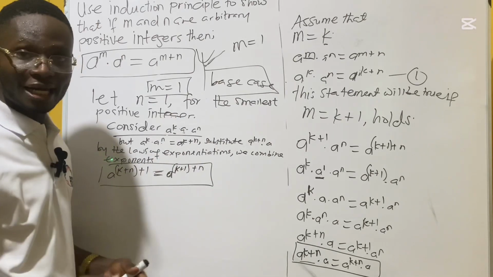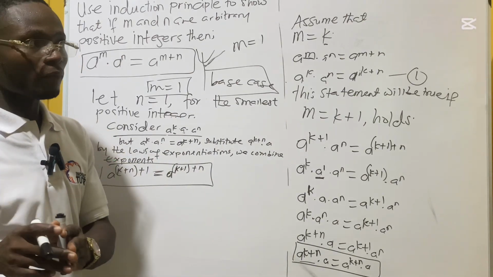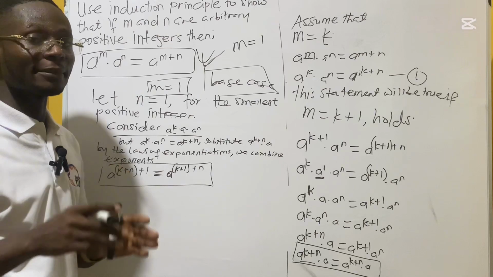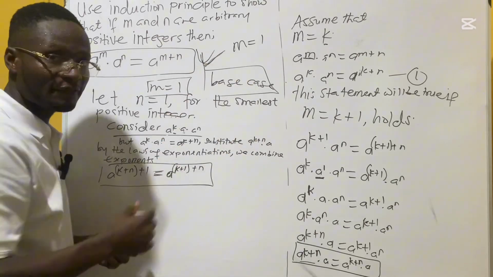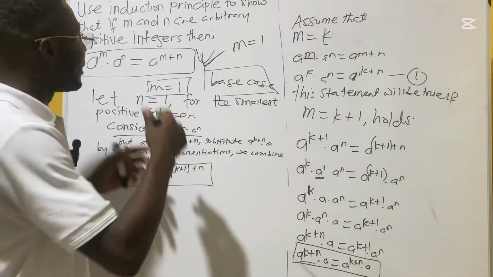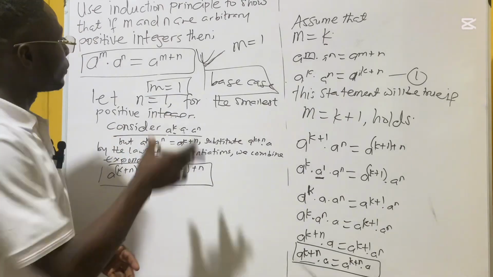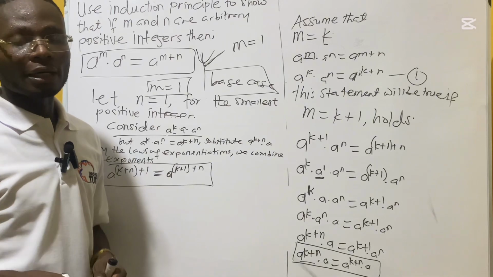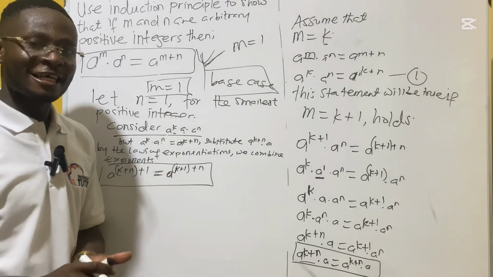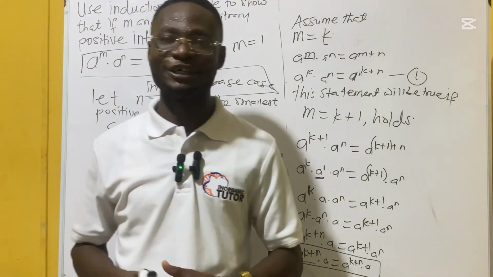So we've realized that m equal to 1 and m equal to k plus 1 hold for this given statement. Therefore, we conclude that by the mathematical induction principle, a^m times a^n is equal to a^(m+n).